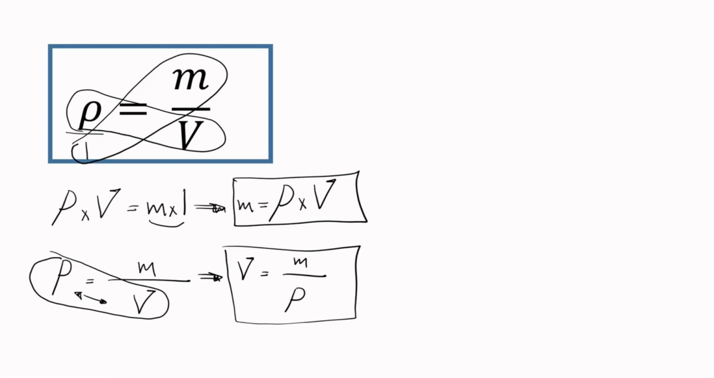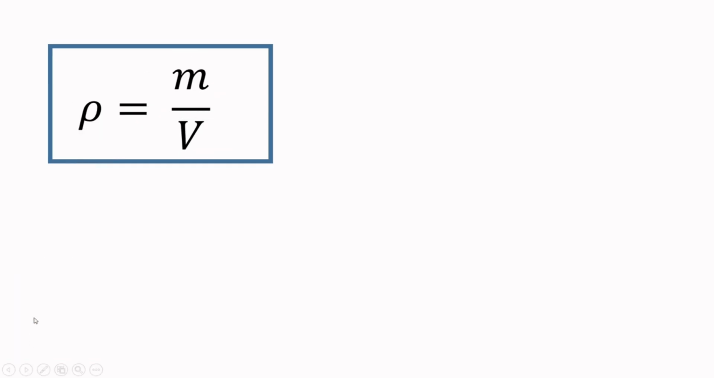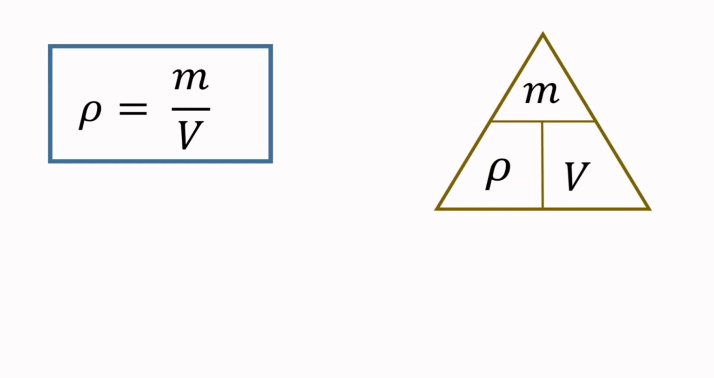Okay, let me erase the board to present the second method. The second method of finding other formulas is getting help from this triangle. You must be able to form this triangle because M is in the numerator. I'm going to put it at the top, and rho and V, which are other terms, are going to be at the bottom. This line here is going to work like a fraction line, and this vertical line is going to work as multiplication.